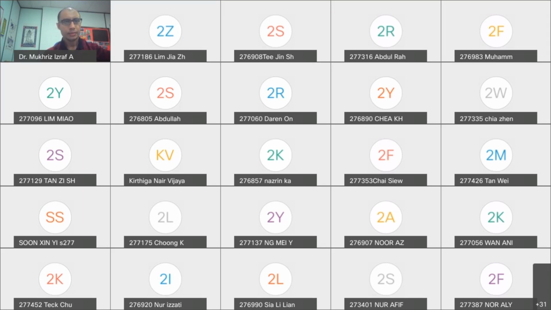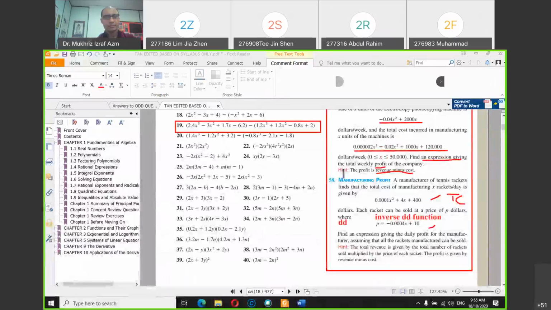Okay, again, the method to do this is first calculate the total revenue, correct? So total revenue is obtained by P multiplied by Q. I change the X into Q, so you can use this one, 0.001 Q squared plus 4Q plus 400.